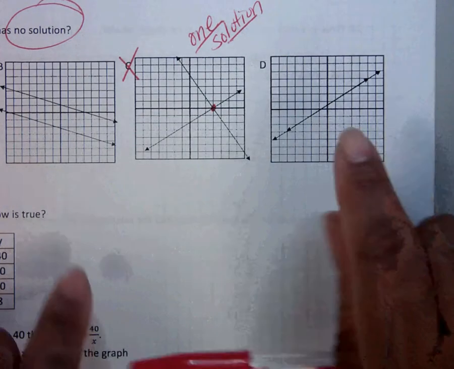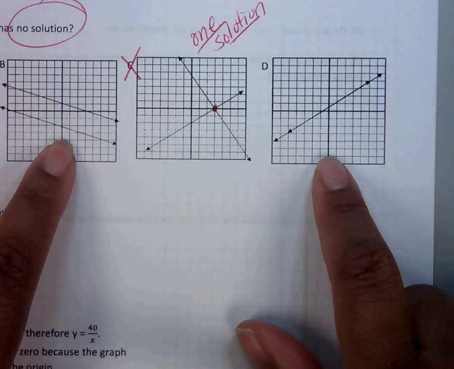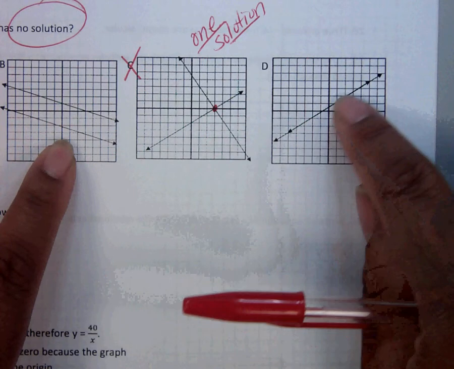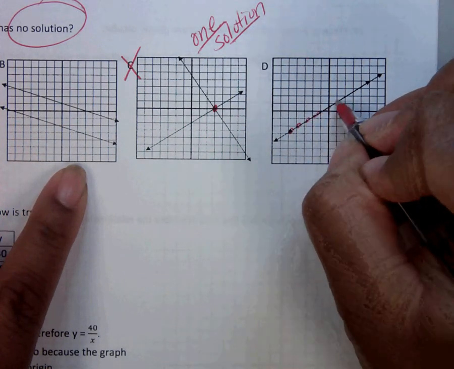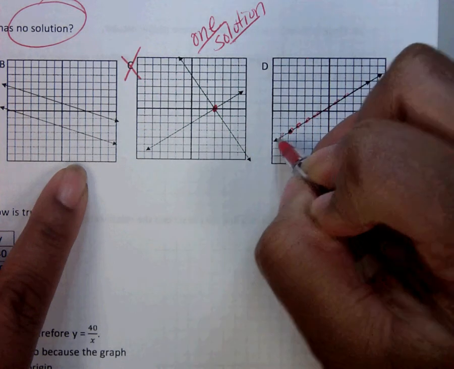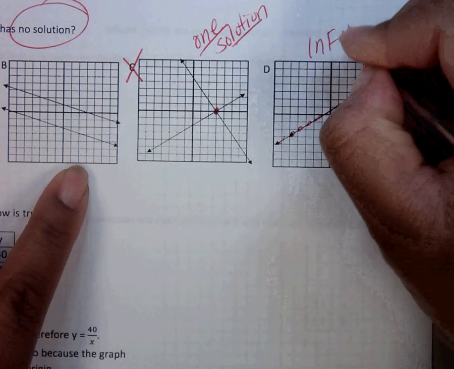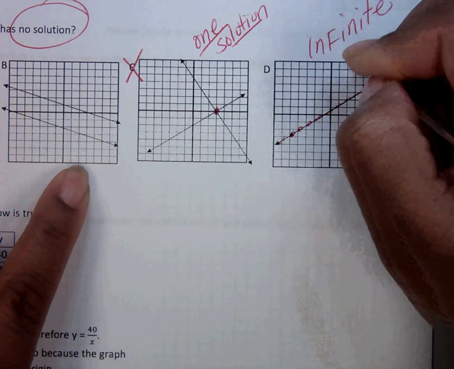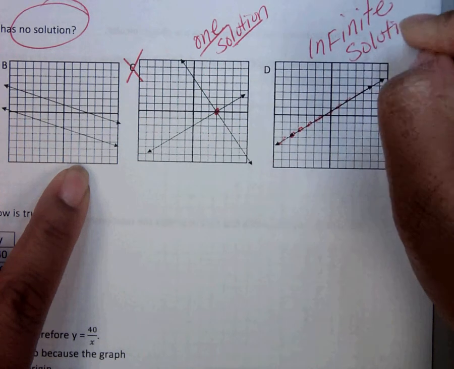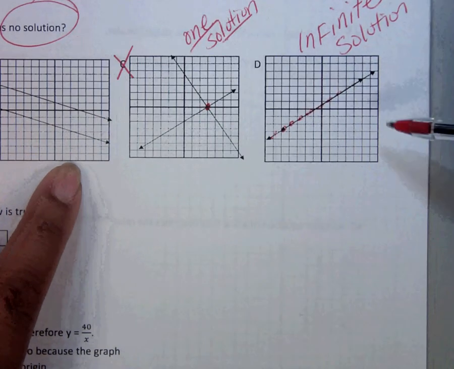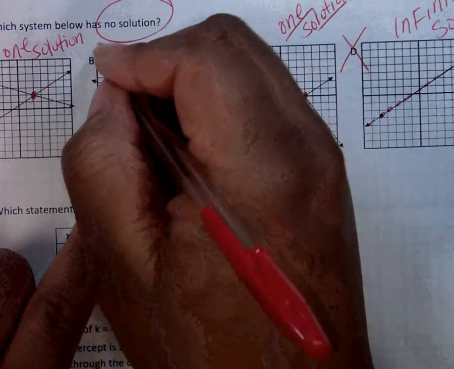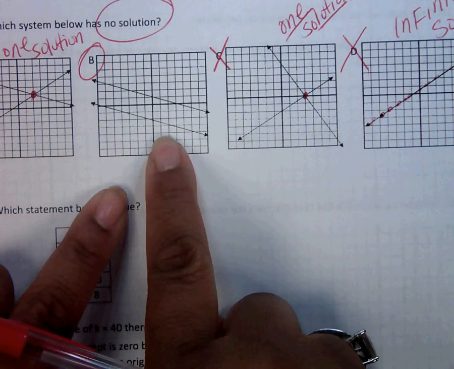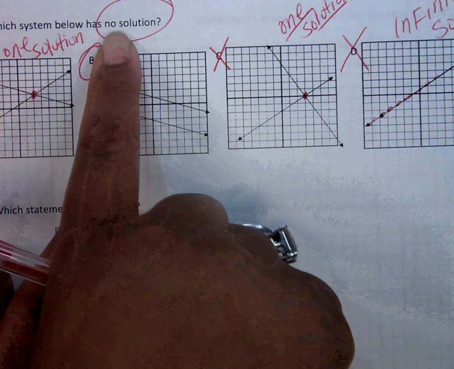Now we have two graphs left. How many times does this graph meet with the other line? Looks like infinitely because they're on top of each other. Remember, that's infinite solutions. That's not no solution. So can this be the answer? No. Then why is this the answer? How many times does it touch? It doesn't. That's what this means.